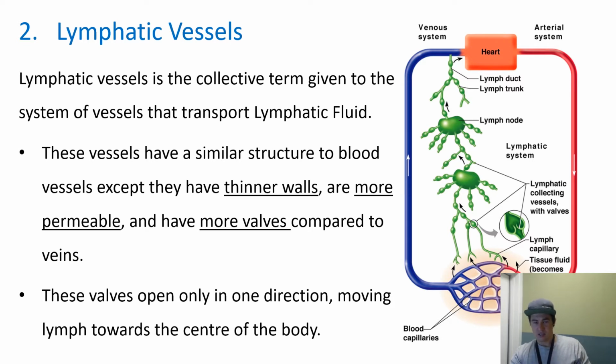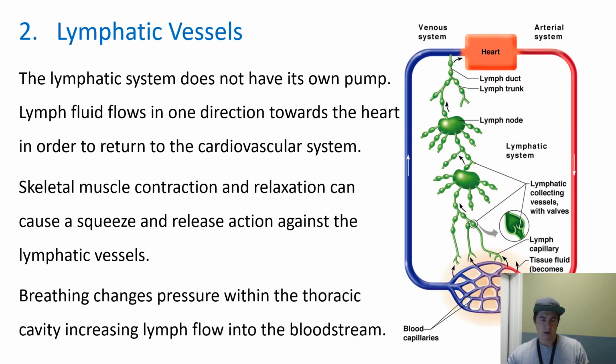Again, the main reason is because there is no pump in the system like our cardiovascular system. Just like our veins, these valves open in one-way direction, moving lymph towards the center of the body. As I said, it doesn't have a pump. Lymph flows from one direction, always towards the heart.